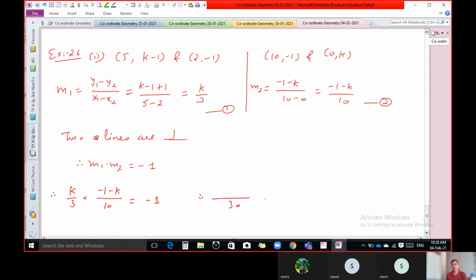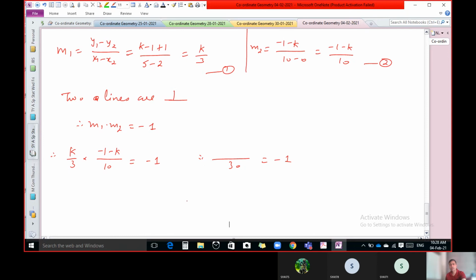So here we get 30, minus 1 as it is. What do we get in the numerator? No, no. See, multiplication is there, so no need to take LCM. You can multiply directly. It's like 2 by 7 into 3 by 5, where you can write directly 6 upon 35. If it is addition, then you have to take the LCM.